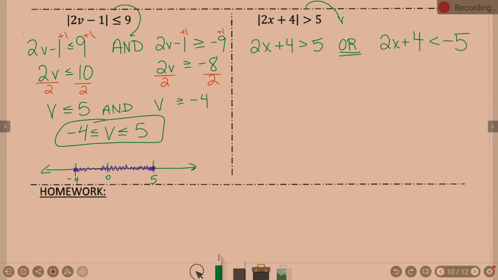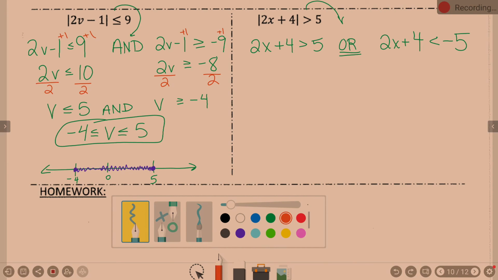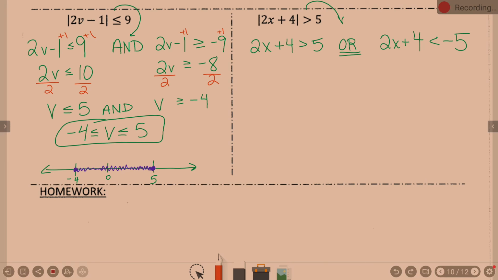Then we solve these, yes? So divide by 2. But don't divide by 2 first. If it's 2x plus 4, I'm going to subtract 4. So if we subtract 4, do the math, the 4s will cancel. We have 2x still.